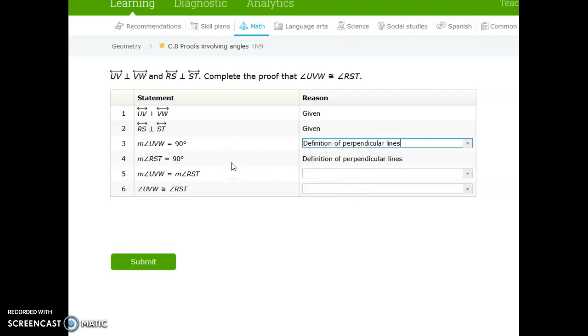Likewise, we know that the measure of RST is equal to 90 by looking at this line right here and knowing the definition of perpendicular lines. And this reason has already been filled in for us. Okay, so let's go to the next one.